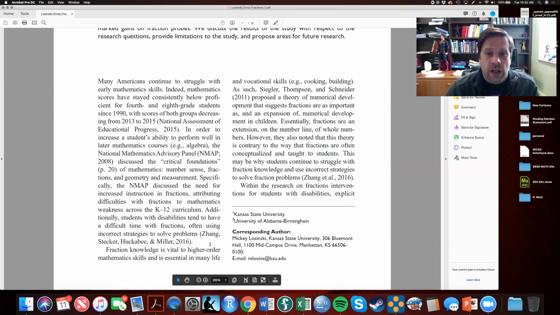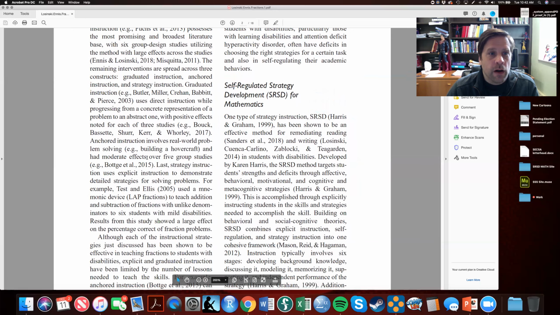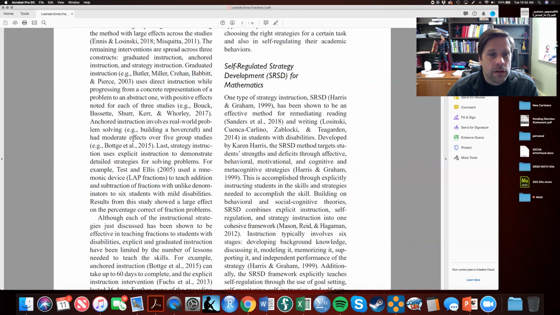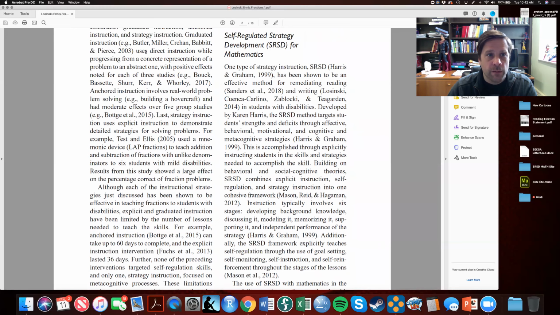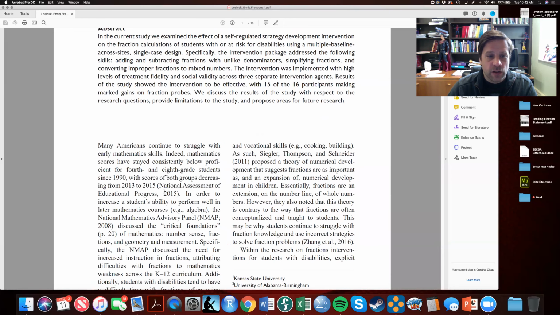Then we discuss why fraction knowledge is important. And then we come on to different methods for remediating whatever that problem is. And so in this paper, we're describing graduated instruction, anchored instruction, and strategy instruction, which are the three main things that have been used for students with disabilities to improve mathematics performance up until this point. And we describe them. Each statement then usually has a citation next to it. And again, when we're making these broad generalizations, we have a lot of citations.